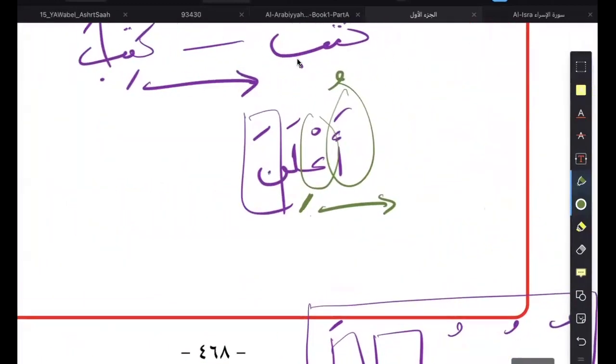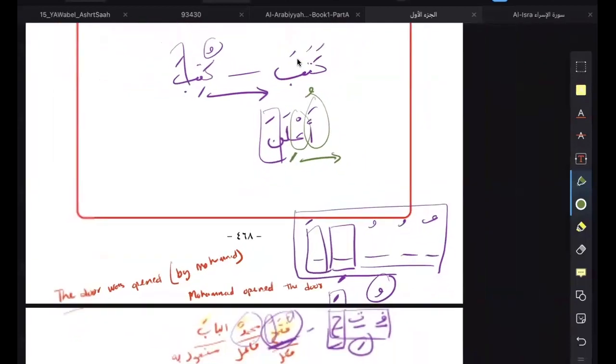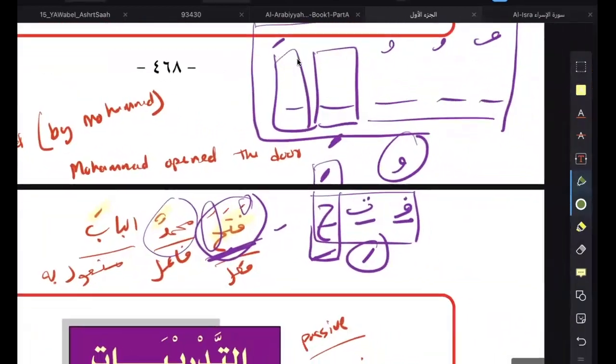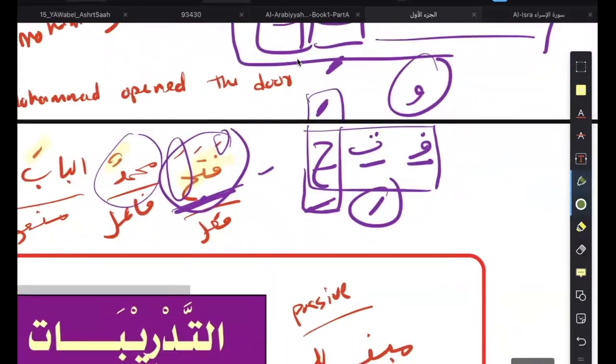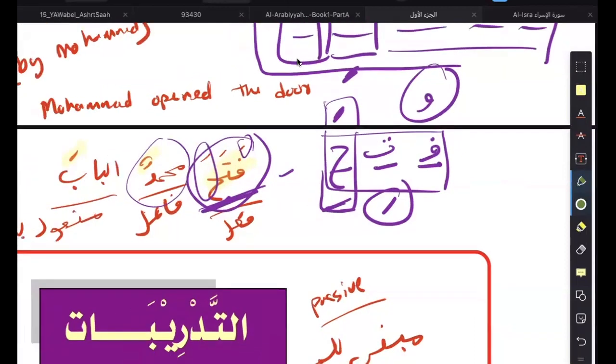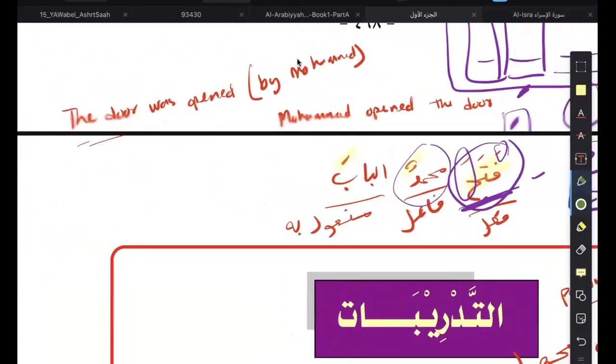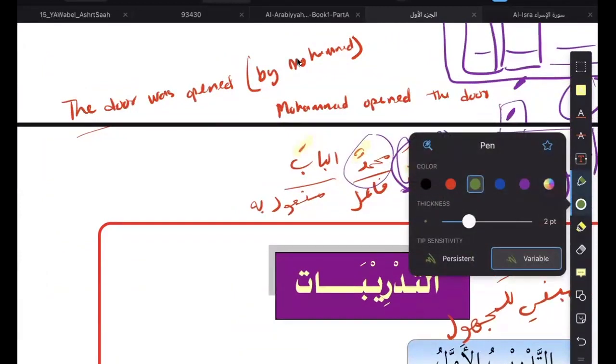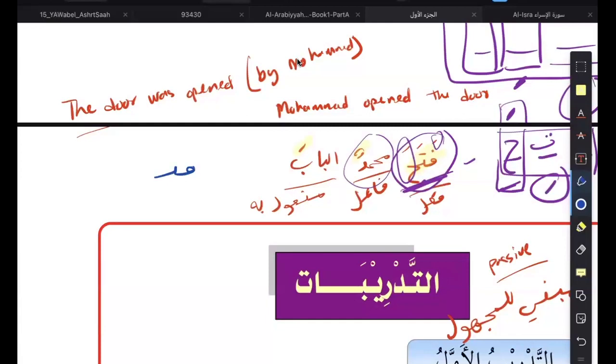So we only change when we have a haraka. Basically, we don't touch sukun. If there's sukun, we don't make any adjustment to it because sukun is not a haraka. Now, this is the first step: to change the verb into a mabni lil majhul, the passive form. But are we done? Not quite. If we want to say the door was opened, the first thing we did is change the verb into passive. So we have futiha.